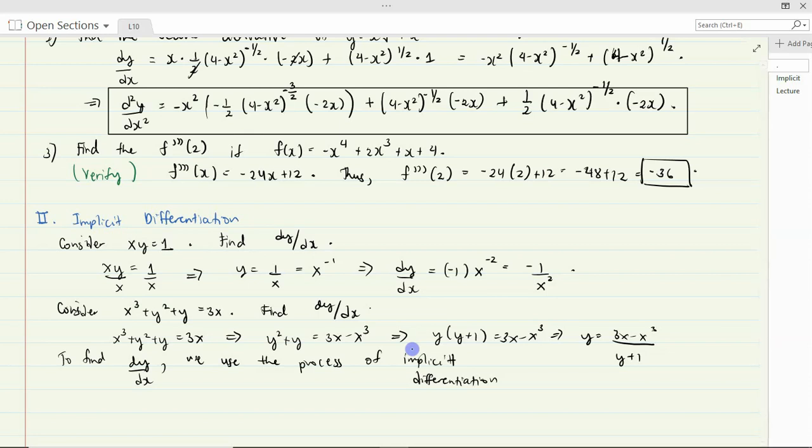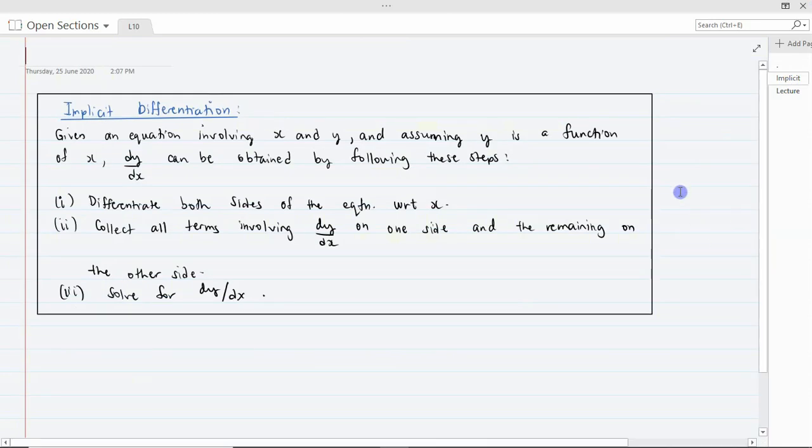So, anong ibig sabihin nun? Tingnan natin, ang implicit differentiation ay, ito siya, no? So, you are given an equation involving x and y, and assuming y is a function of x. Kanina nung nakita natin yung equation natin, may x and y, tapos yung y, ina-assume natin siyang function ng x. Paano natin makukuha si dy dx? We have the following steps.